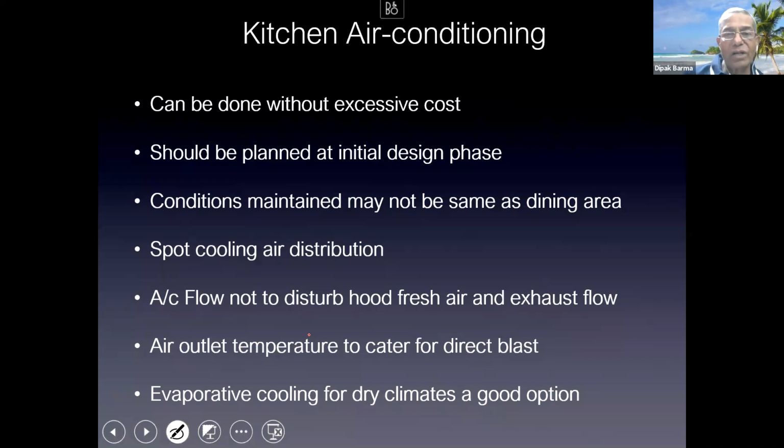Now, the kitchen air conditioning. This is something which is being done and taken care of at very, very high quality kitchens. What we generally go in for is a sort of spot cooling for people who are working there, because the air is going to be so heated after it is used that it cannot be recirculated back into the air handling unit. So small quantities of air are supplied over the people working.